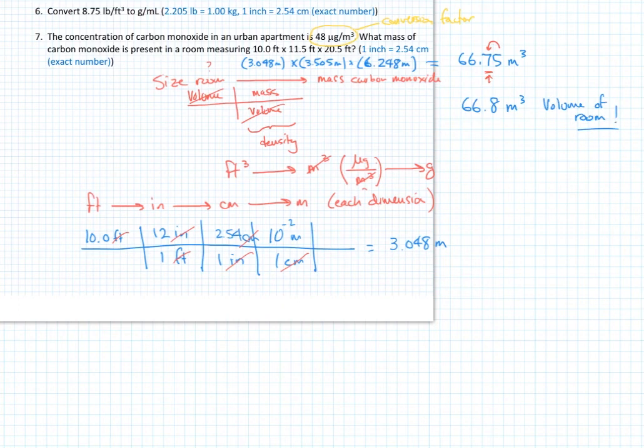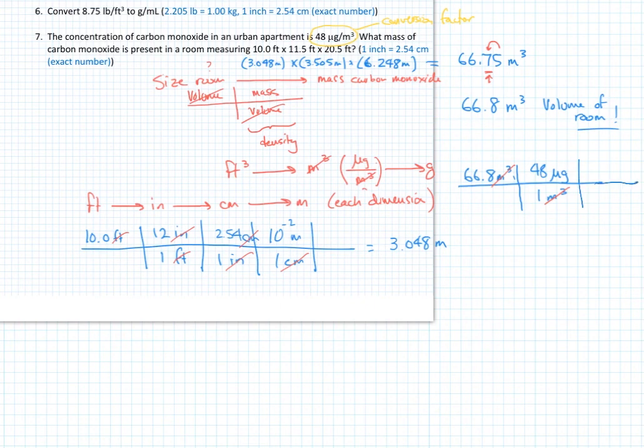Okay, so in order to find the concentration of carbon monoxide, I'm going to take that volume, 66.8 meters cubed, and I'm going to multiply it times 48 micrograms per 1 meter cubed. Meter cubed cancels meter cubed, but I look back at the problem and it says I want what mass of carbon monoxide is present. This one doesn't actually specify, so we could just leave it here, but a lot of times the problem will say what mass of carbon monoxide is present in grams. So let's just do this in grams because that's usually what the answer is going to look for.